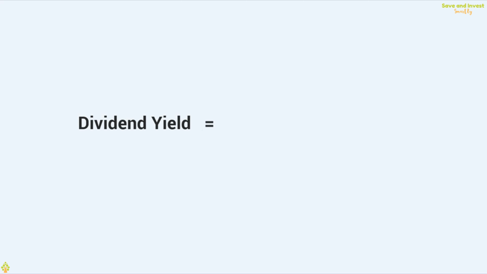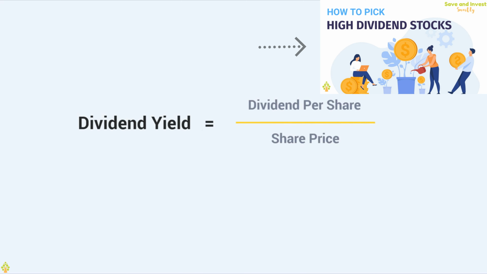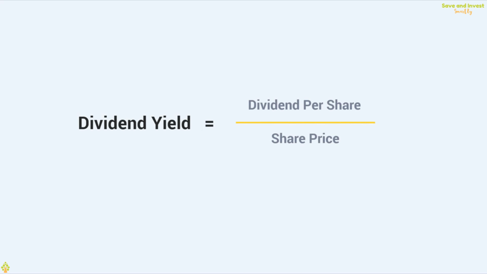Dividend yield is obtained by dividing the dividend per share with the share price. If you want to learn more about dividend investing and its advantages, you may check my previous video on dividend investing. In this video, you will learn how to improve your dividend investing approach using dividend growth rate parameter.